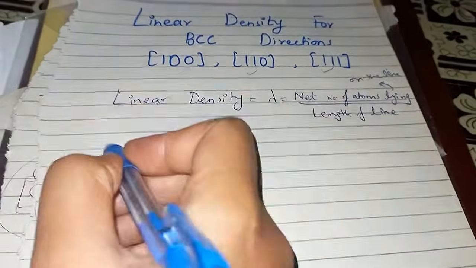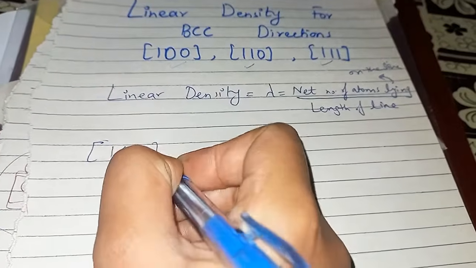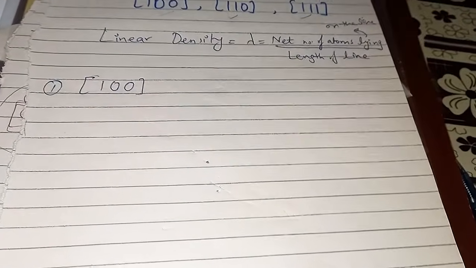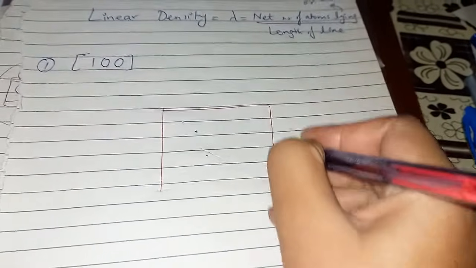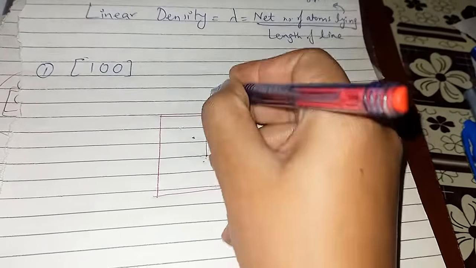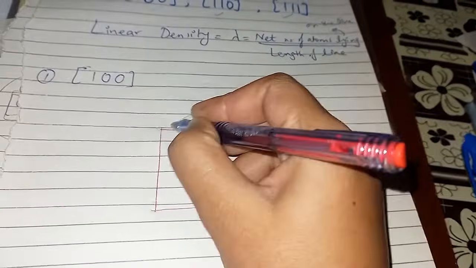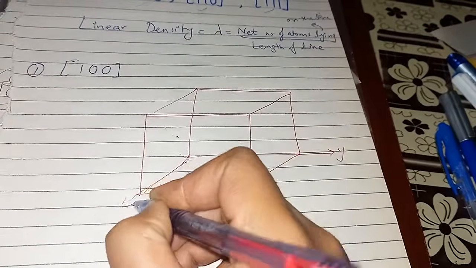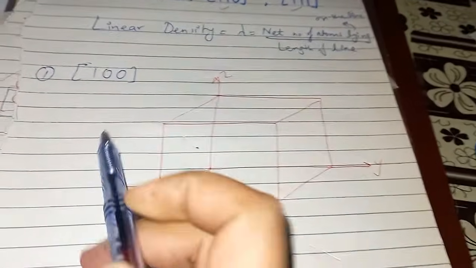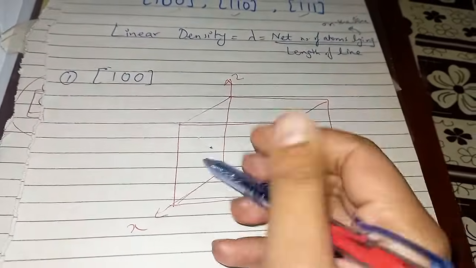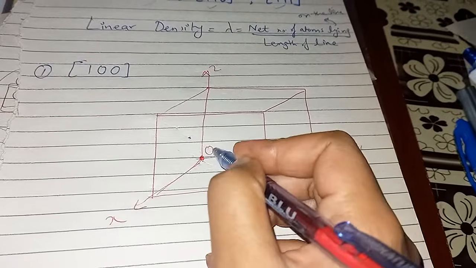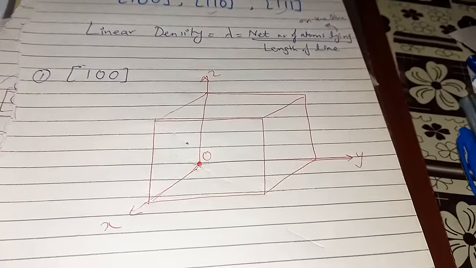Okay, so first of all, we'll find it out for the 100 direction. Now the first step is to draw the direction. Before drawing the direction, you just need to draw the unit cell you are considering, and the unit cell, we all know, is a cubic unit cell, and here it is the cube. All right, this is the y direction, this is the x direction, and this is the z direction. And since all Miller indices are positive, I'm considering this point as the origin. This point is taken as origin for all positive Miller indices.